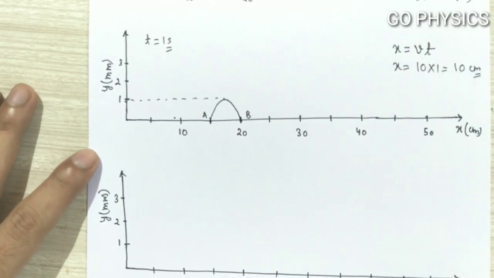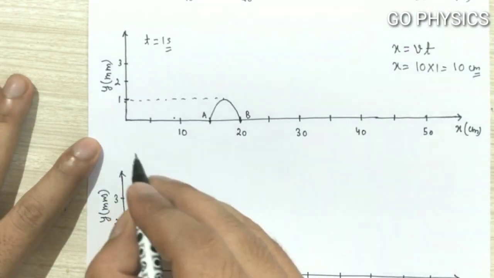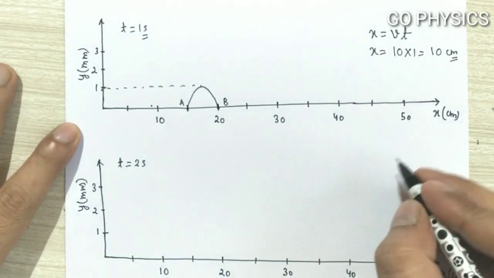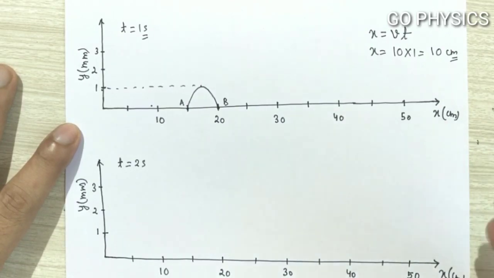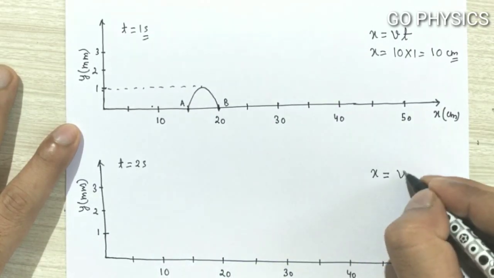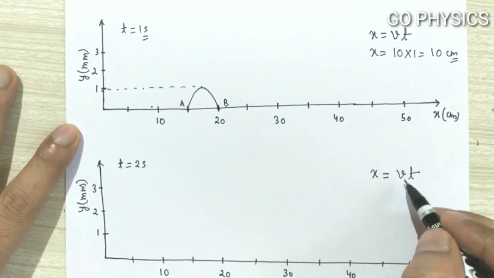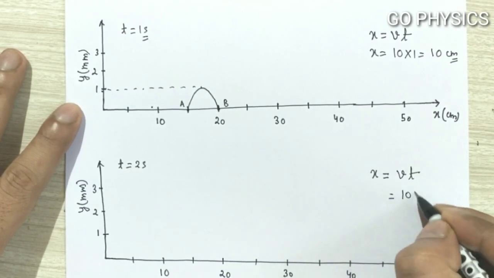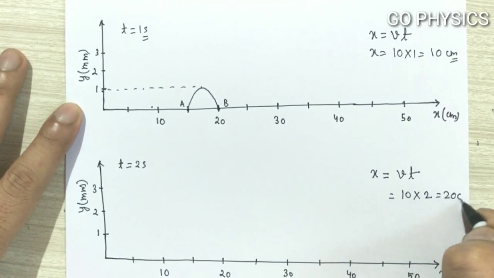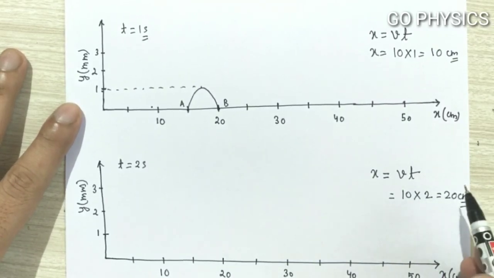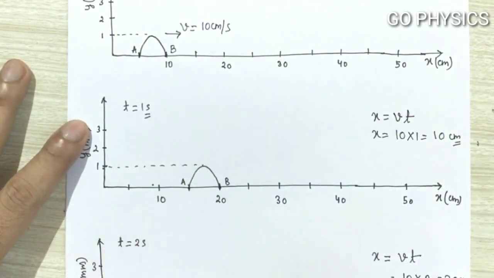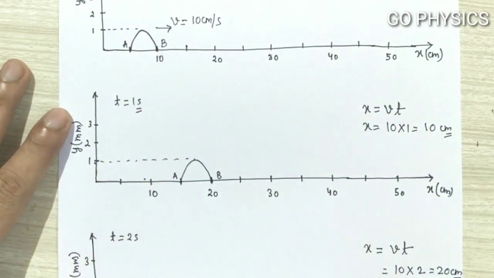Now we are going to draw the shape of the wave pulse at t equal to 2 seconds. Again, since the wave pulse is moving with a constant speed of 10 cm per second, the new location of the wave pulse will be calculated by distance equal to speed into time, where v is the speed of the wave pulse. So v is given as 10 and t is given as 2 seconds. So this is equal to 20 cm. It means that each and every point on the given wave pulse will move forward or rightward by a distance of 20 cm from its initial position.